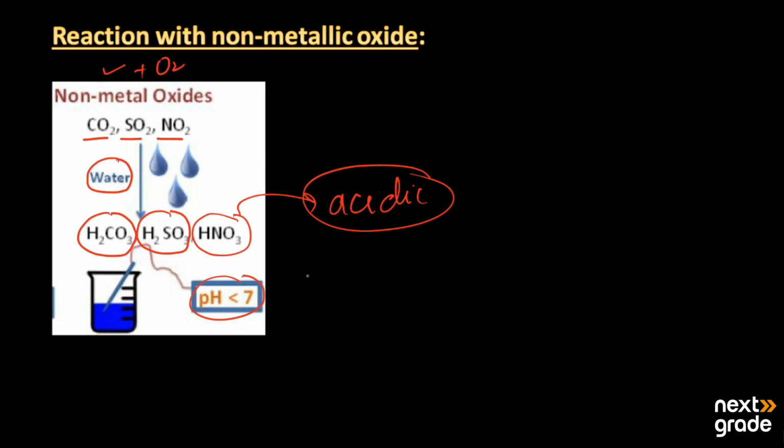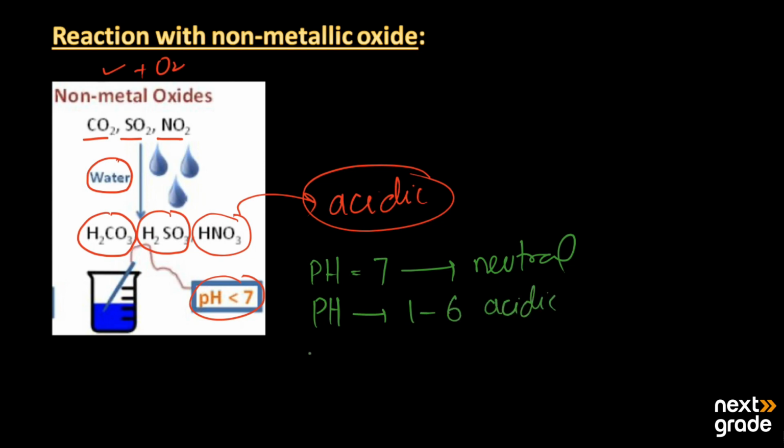The reason is this: if the pH of any solution is equal to 7, it is called neutral. If its pH ranges from 1 to 6, then it is acidic. And if the pH of any solution ranges from 8 to 14, then it is basic in nature.